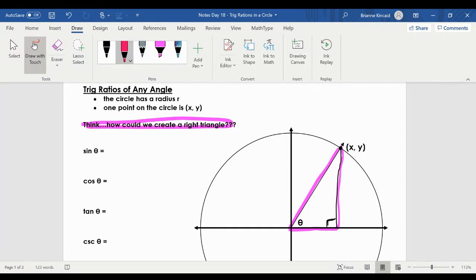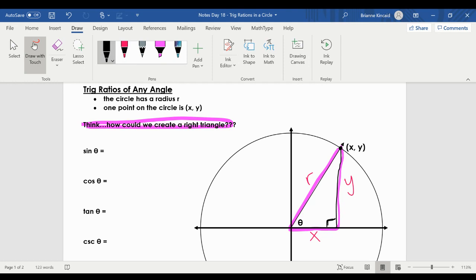Well, if I want to add some stuff to this picture, this point is at xy, which means to get to that point, I move x right and y up. And then the hypotenuse in this case connects from the center to a point on the circle. That's an example of a radius, so I call that r.